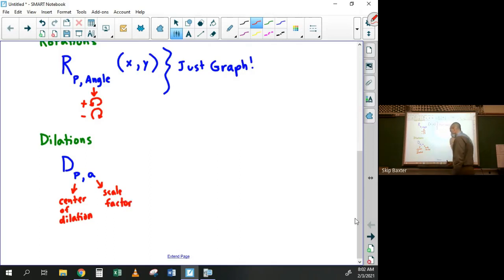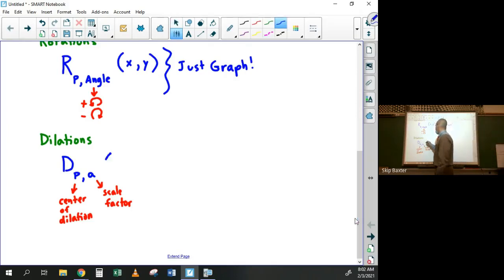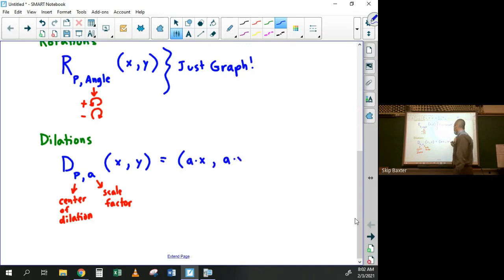And remember, the best way, well, first of all, if there isn't a point listed, then the default is the origin again. And as long as it's a dilation around the origin, all you do is you just multiply by the scale factor. This is going to be (a times x, a times y). Okay, so that's usually the best way to get the image there. Okay, so those are the 4 different basic types of transformations.